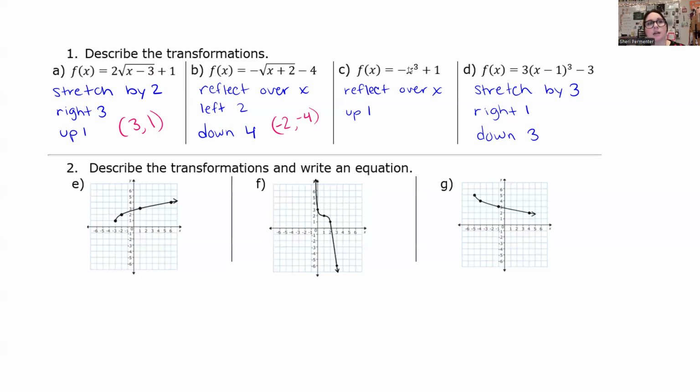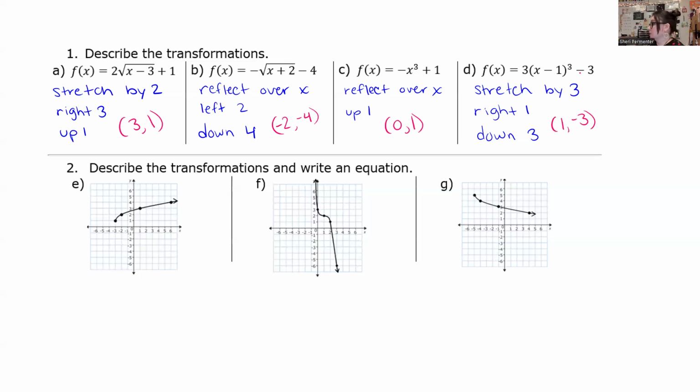The next one, what if there's no number with the X grouping? 0 and then 1. What is going to be my center point for this last one? 1, -3. When we did that section, when we described the transformations, did we identify whether it was a cubic or a quadratic? Did we even talk about that?